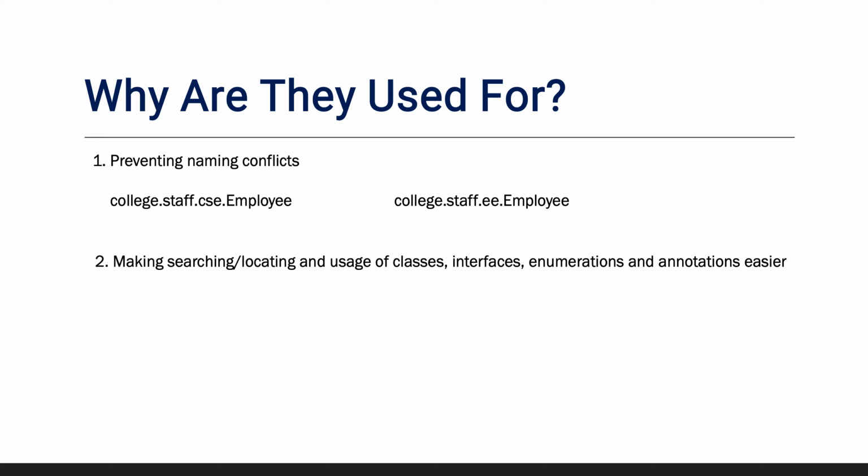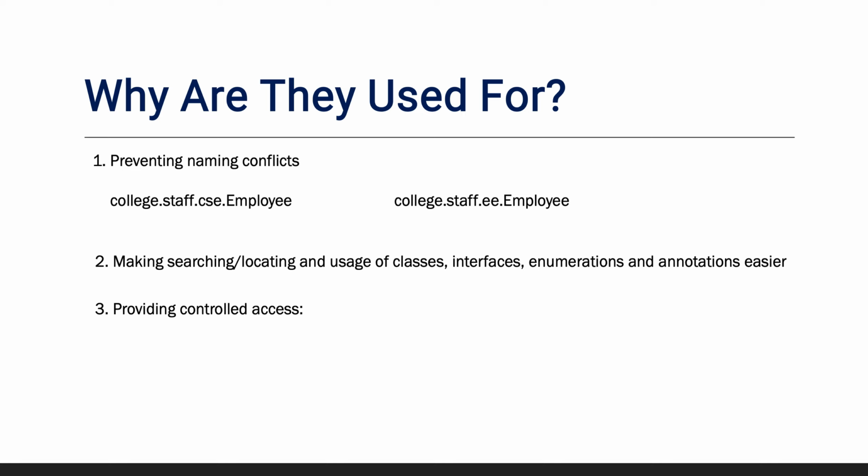Second is, if you are using packages, searching, locating, and usage of classes, interfaces, enumerators, and annotations will be easy. Because if you want to search the employee records of the EC branch, instead of searching everywhere, you can directly go to the hierarchy of this structure. You can go to the college, then staff, then based on the branch name, let's say CSE, you can go directly, and inside employee you can find it. So basically, searching, locating, and use of classes and interfaces are easy when you are using packages.